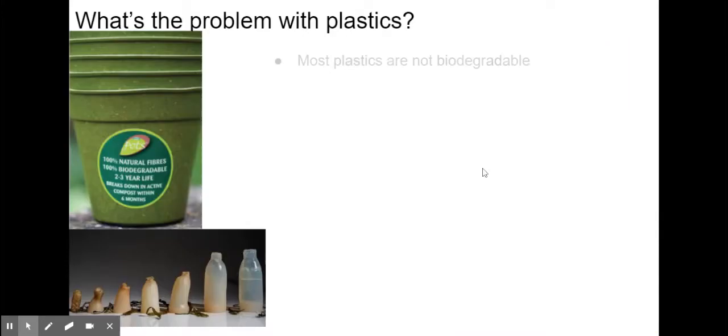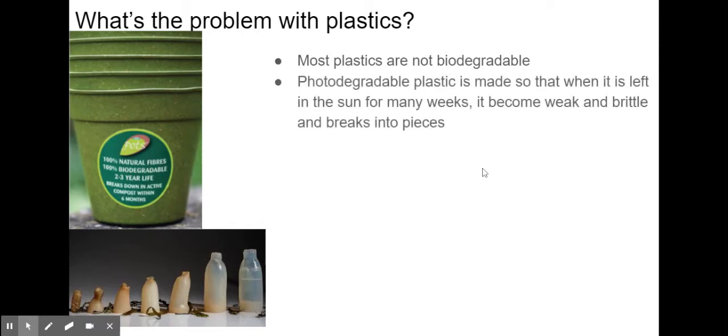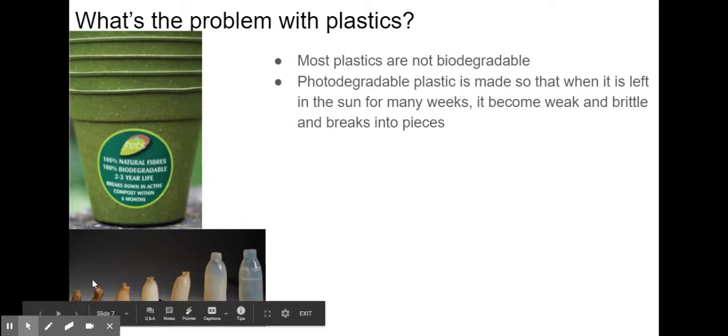What's the problem with plastics? Most plastics are not biodegradable. Photodegradable plastic is made so that when it is left in the sun for many weeks, it becomes weak and brittle and breaks into pieces. Here's an example of photodegradable.